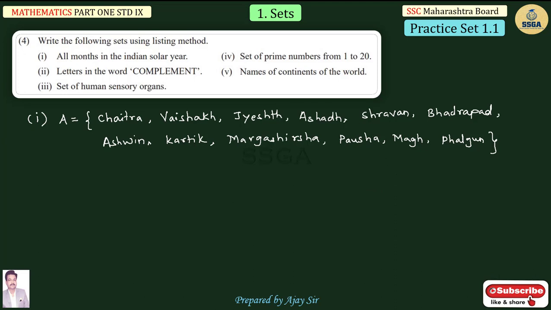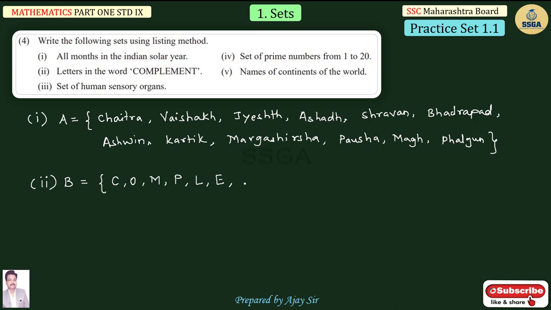Similarly, question number 2: letters in the word COMPLEMENT. In this word complement, we have to write the set in the listing method. Let us consider this set as set B. All these letters you have to write separated by commas: C, O, M, P, L, then E. Then this M is again repeated, so M you have to write only one time.